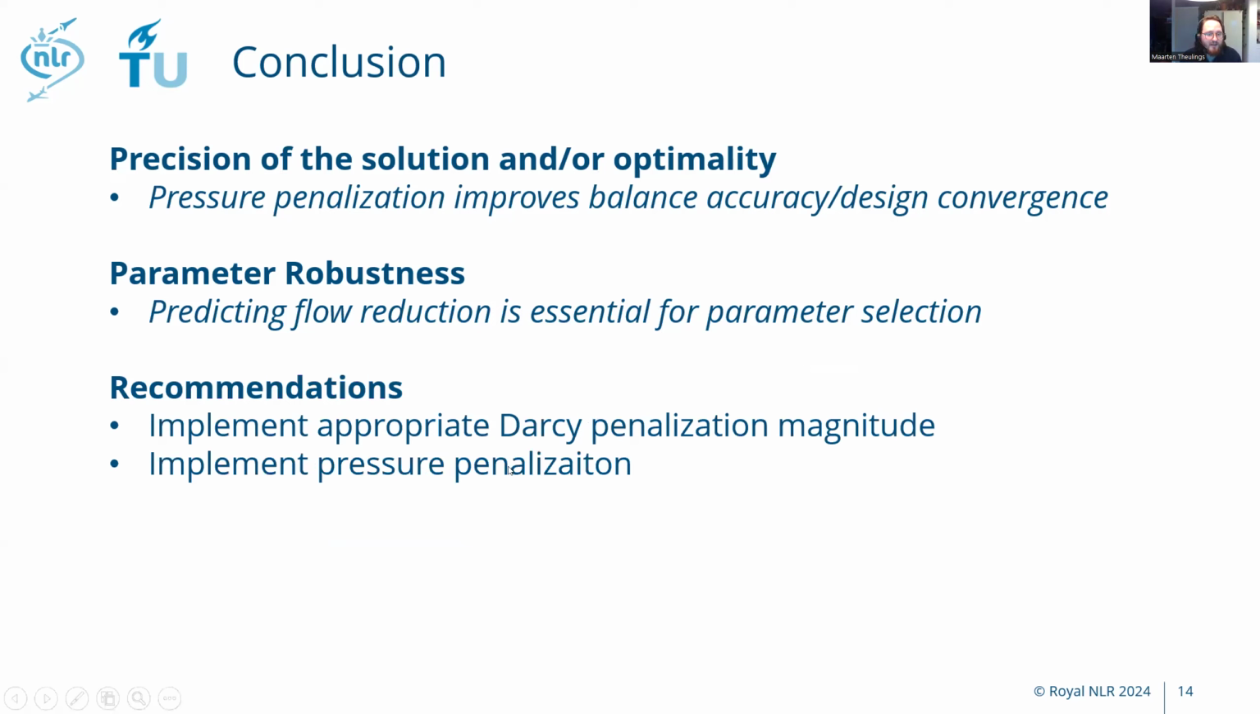And the second thing that you could take away from my paper is that you could try to implement the pressure penalization. In my code, that was only changing one line of code to implement it. So it's an easy try, and I believe it greatly improves the precision of your solution while maintaining a good design convergence. So I hope you will check more of the details in the paper here at the end.